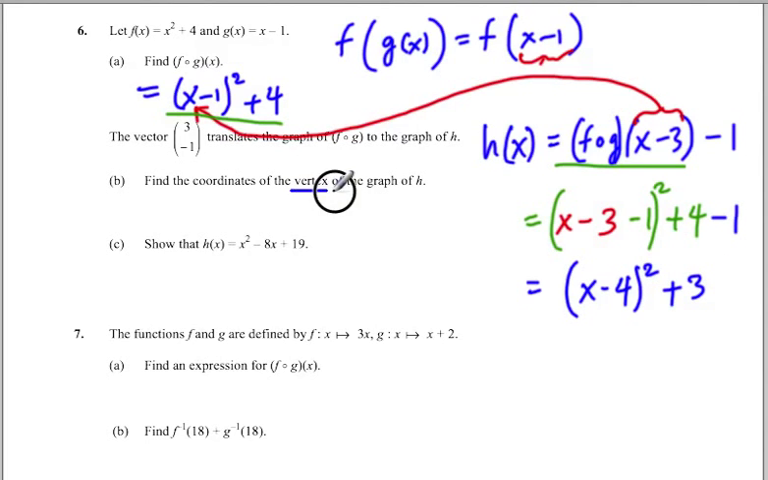So the question says find the coordinates of the vertex. Based on this, the vertex is (4, 3). So it's (4, 3), and that's how we get the solution of this one.